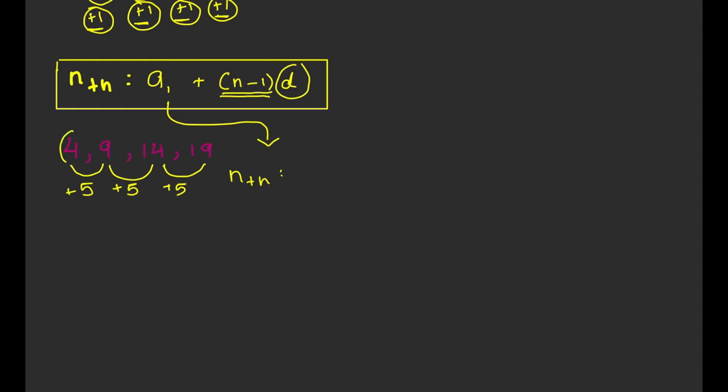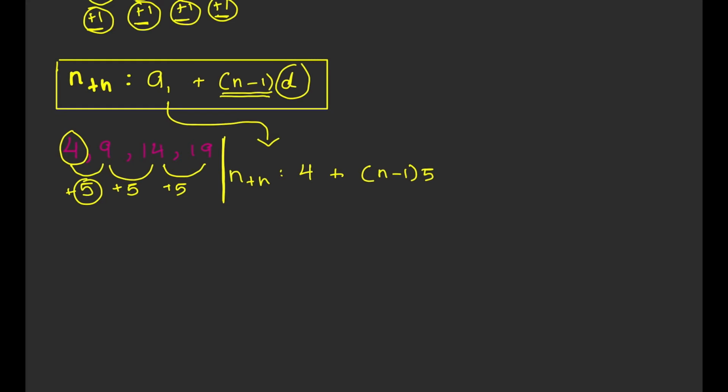The first term here is 4. So let's plug in the values. Let's make a separation here. So 4, now plus, as I said, n minus 1 is an expression, and n is a term number. So n minus 1 stays there. And d is the common difference or the constant gap. So we have 5 here.